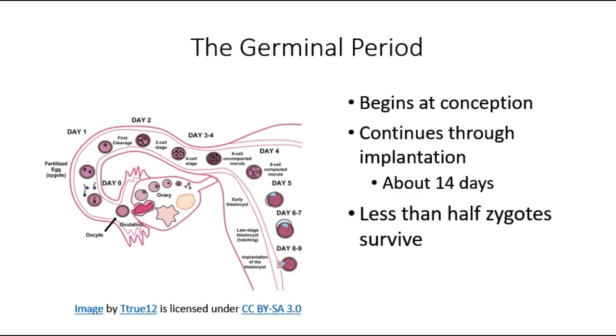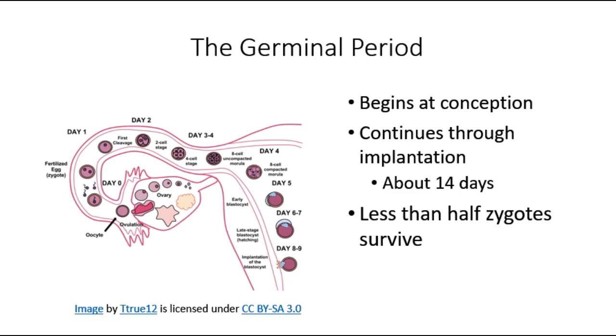And so you can see that conception actually happens in the fallopian tube. The egg's released from the ovary, goes into the fallopian tube, and the sperm swims to the egg. The egg accepts one sperm, conception happens, and then the cilia along the fallopian tube help the egg move down into the uterus, where it burrows into the wall of the uterus and implants, and that takes about 2 weeks.